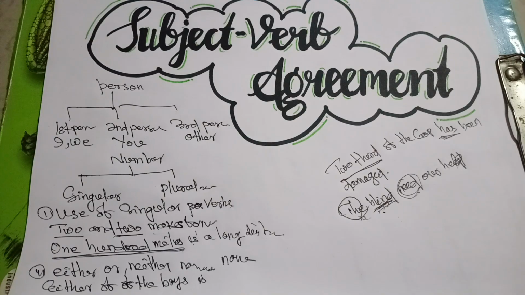If the subject begins with a fraction, in that case a plural verb is used. 2/3 of the boys are absent, not is, because that is a fraction, 2/3. In those cases, plural verbs are used. You have to remember those points: in which cases singular verbs are used, in which cases plural verbs are used.